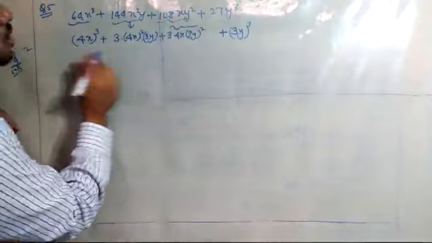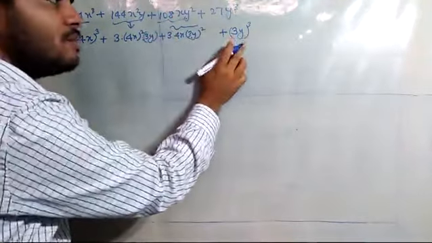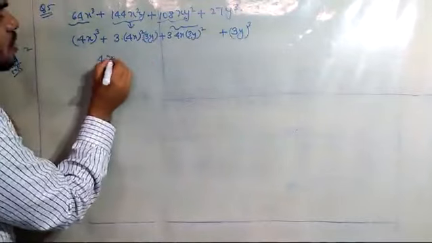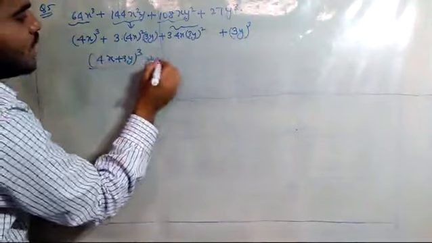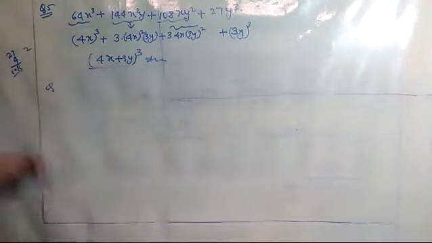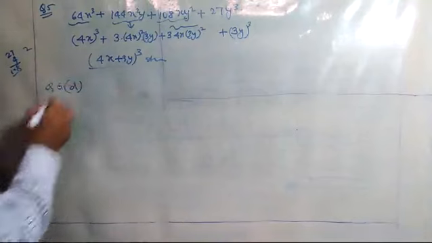So finally what you are observing here: a cube, 3a square b, 3ab square and then b cube. So you can write (4x plus 3y) whole cube. This is your answer for question number 5. Now I will be discussing question number 6 subpart D. Question 6 subpart D I will be discussing here.